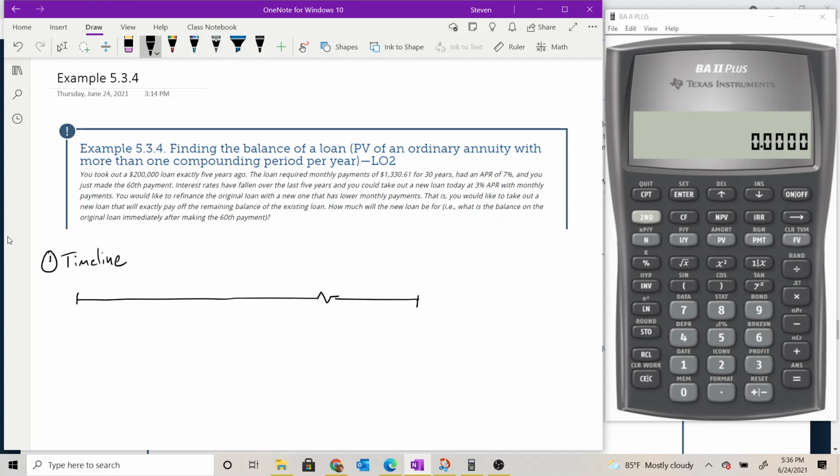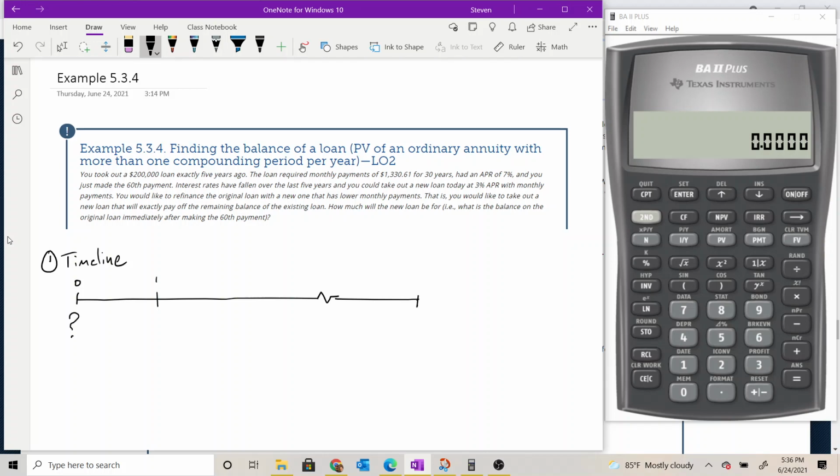So the timeline we're going to map out is the timeline for the payments that have not yet been made. Not the original loan, not the ones that we have already made, but the payments that have yet to be made. So today, right now, is actually 60 months into the loan, or 5 years into the original loan. And what we want to find is the balance that we owe right now, right? We've just made a payment, and we want to know what is left on the loan. So we're going to map out the payments that are left.